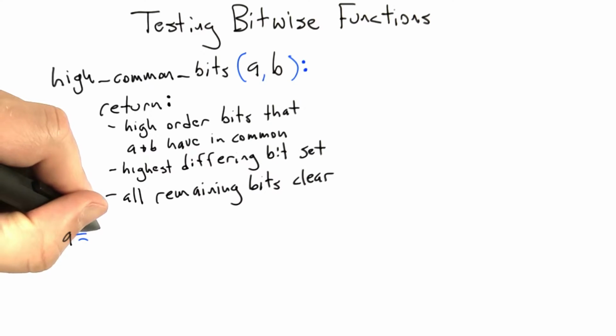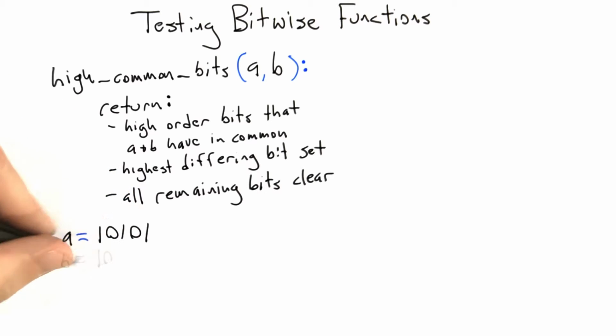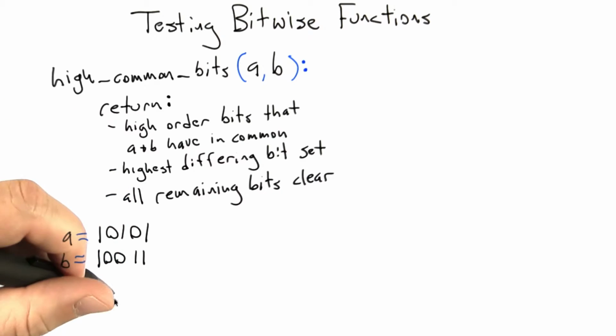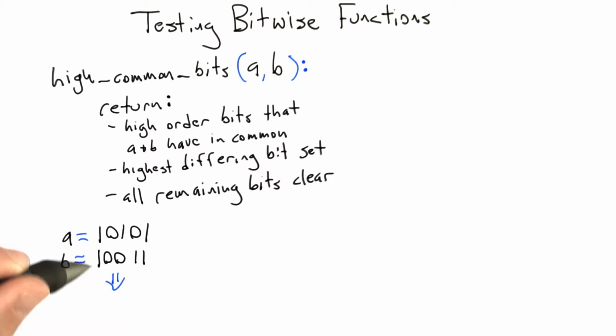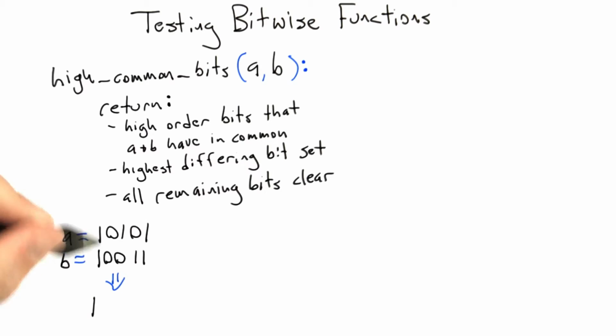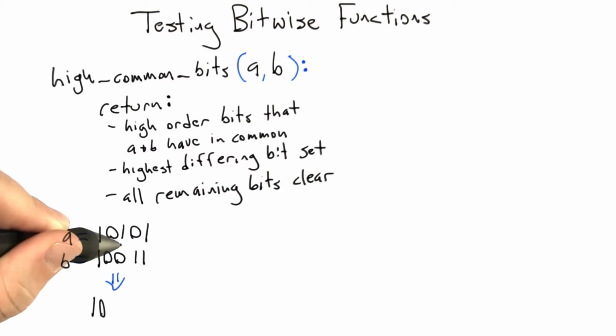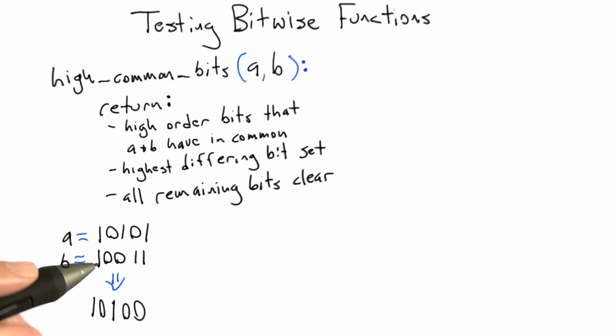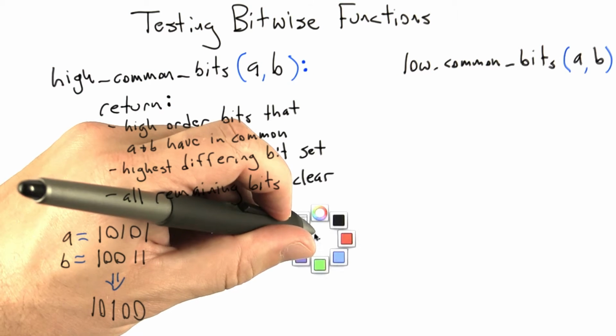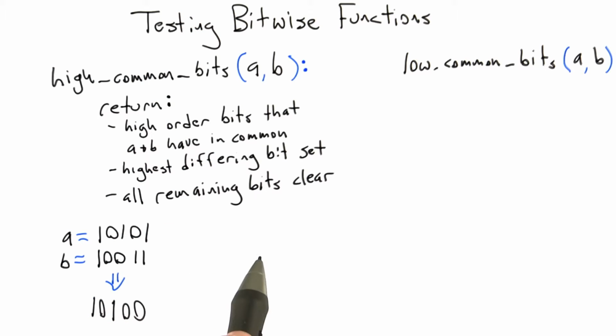So if A is 10101 and B is 10011, then the output is going to be the high order bits that they have in common. So the 1 is in common, it's set in both inputs, so we return that. The 0 is in common, so we copy that to the output. This bit is different, the third bit is different, so we want to set that bit and clear all remaining bits. So hopefully that's clear. So we copy bits that are in common until we find a difference, we set that bit, and everything else is clear.